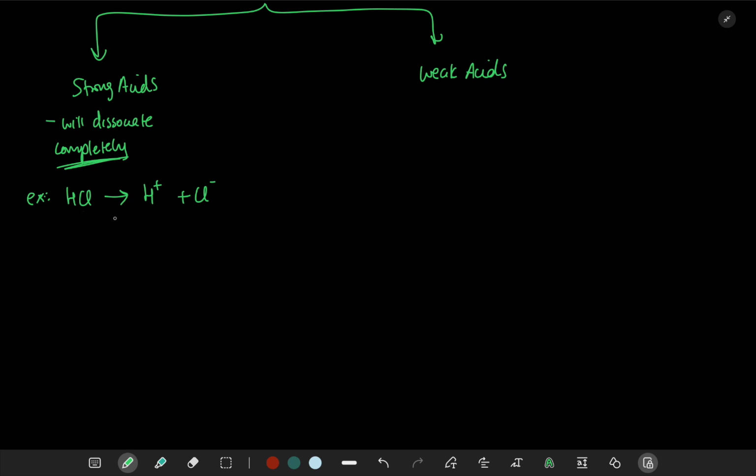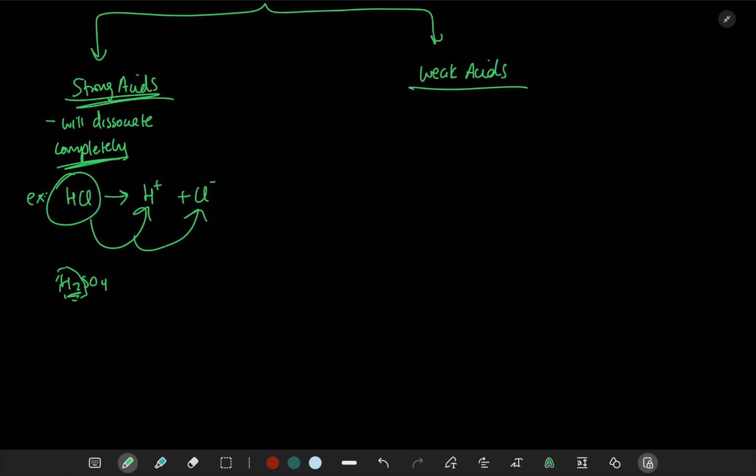And this happens completely, meaning all of this will dissociate into this and this, right? Because hydrochloric acid is a strong acid. A couple of other examples include H2SO4, which is sulfuric acid, and here there's 2 hydrogen ions. Sulfuric acid can actually release up to 2 hydrogen ions because it has 2 of them. Okay, so those are strong acids.